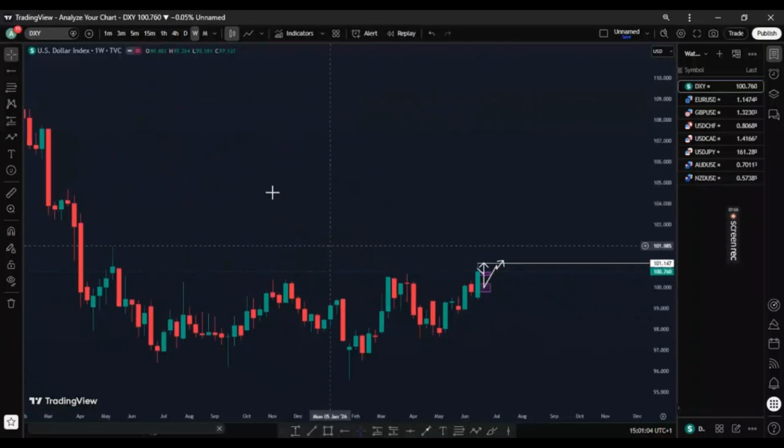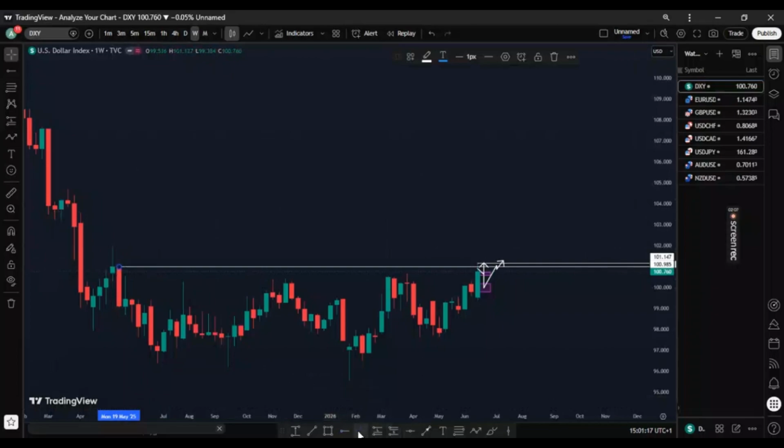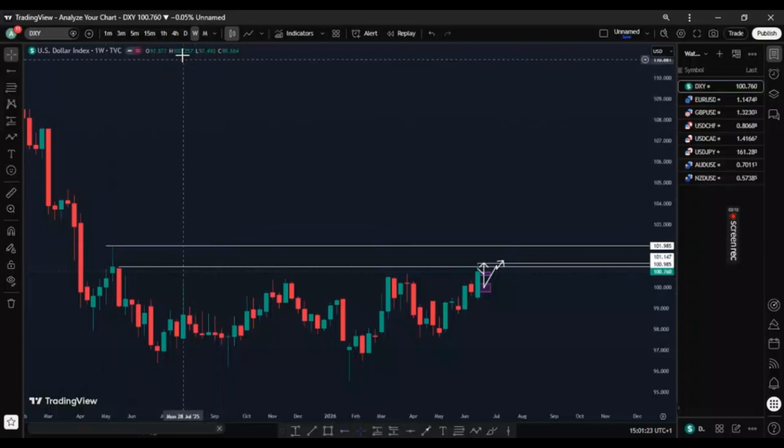So if you look closely here, you have this old high, right? There's an old high we have here. We have this old high. Let me mark that out. So we have one here, and we have another one here. If you look closely, these are the old highs that we have on the weekly charts.